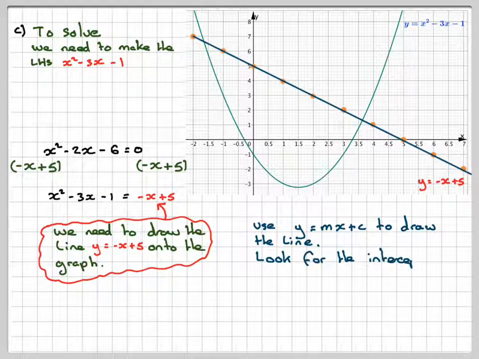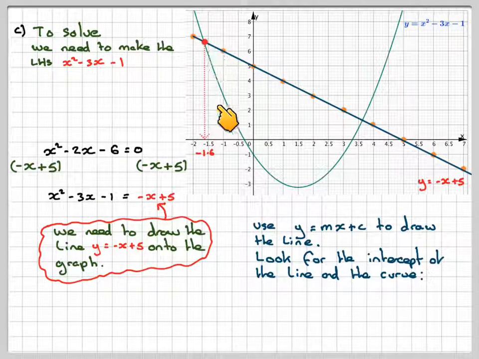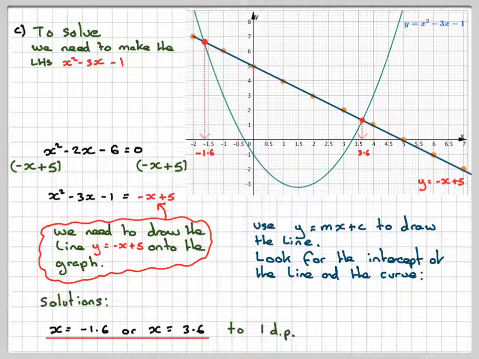And look for the intercepts. The intercepts are going to be here and here. The first one is going to be minus 1.6, and the second one here is going to be 3.6. So the solutions are going to be x is minus 1.6 or 3.6 to one decimal place.